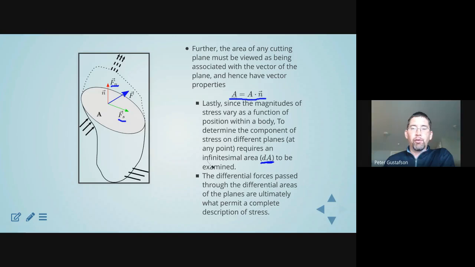So in the end, what we've done is we've taken a body, a structure, we've loaded it. Loads are passing through the body. We imagine taking cuts within the body, and by doing so, we expose internal surfaces that have force resultants on them. We can do that in the limit of going to a differential area, a very small area being exposed that has a differential force. And through exposing these differential forces and differential areas, we ultimately compute this complete description of stress.